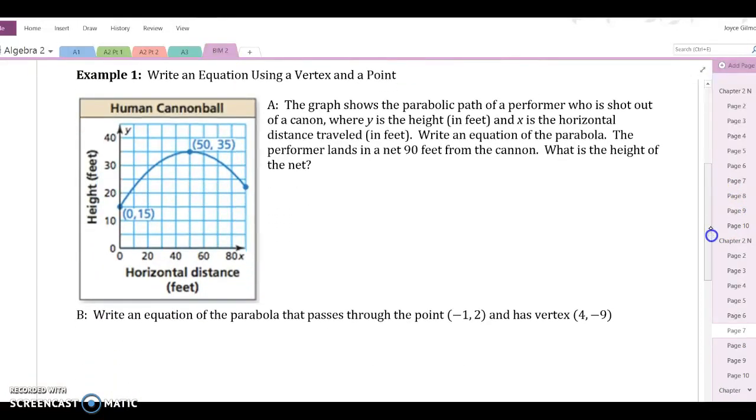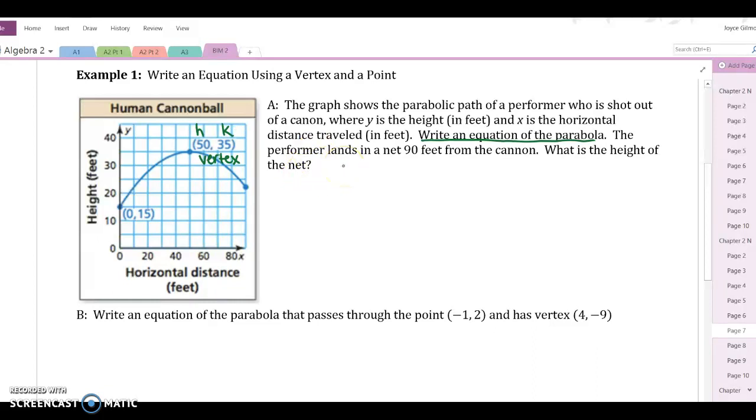In example 1a, the graph shows the parabolic path of a performer who is shot out of a cannon where y is the height in feet and x is the horizontal distance traveled in feet. Our first task is to write an equation of the parabola. So 50, 35, that would be our vertex. So I'm going to label that as our vertex. And the letters for the vertex are H and K. So 50 is our H, 35 is our K.